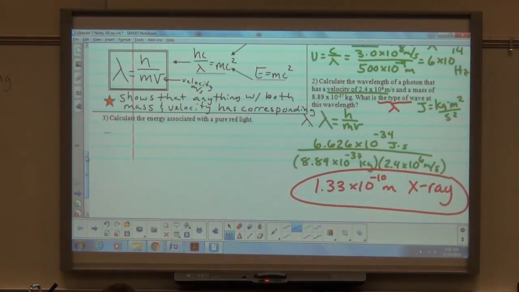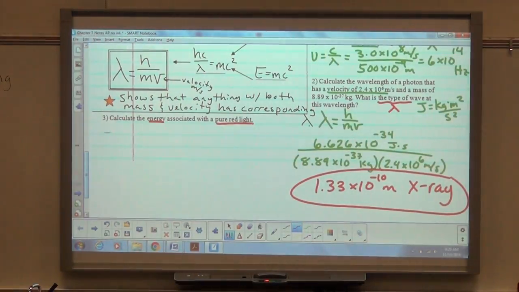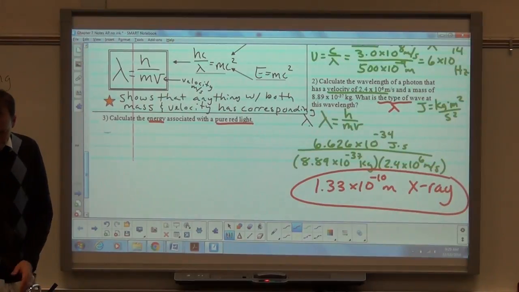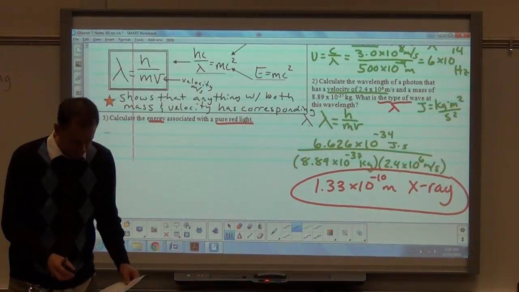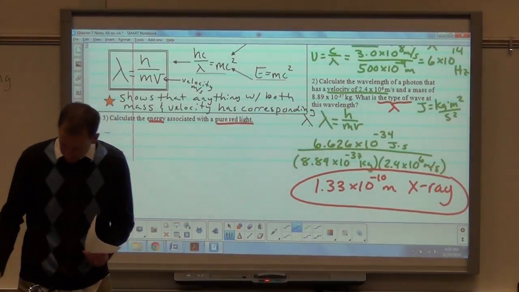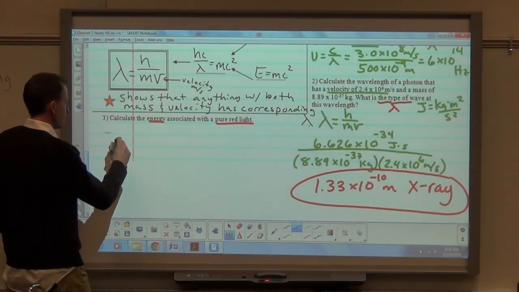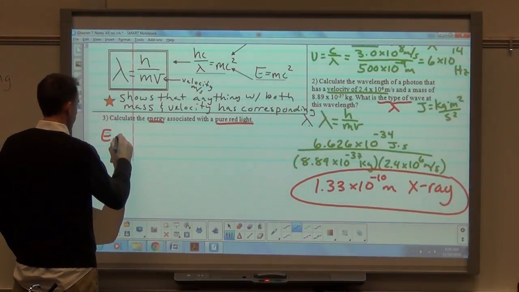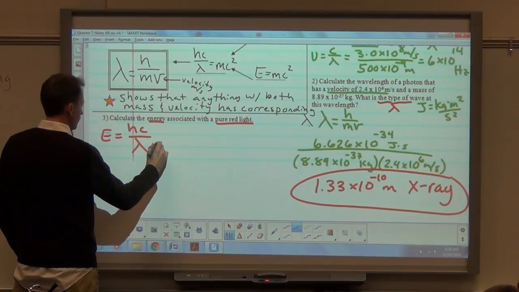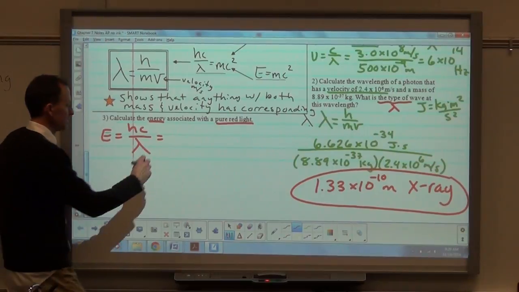And I only want one equation. What equation could you use? You got them all above you. So what is the energy associated with pure red light? What would I be using? Hope you came up with that equation. Red light is the wavelength. I'm looking for energy.